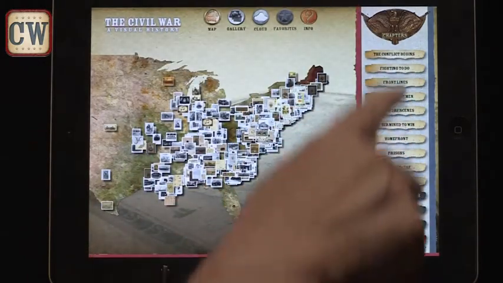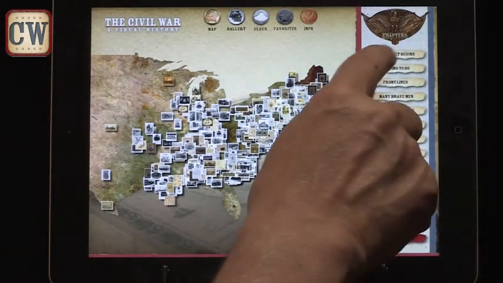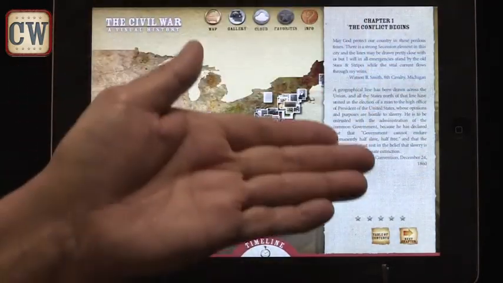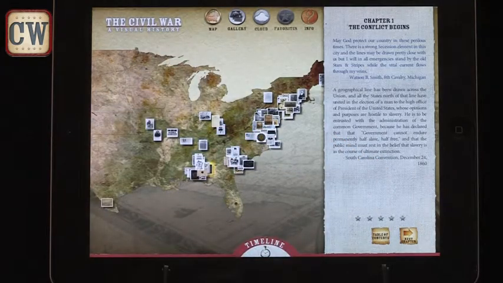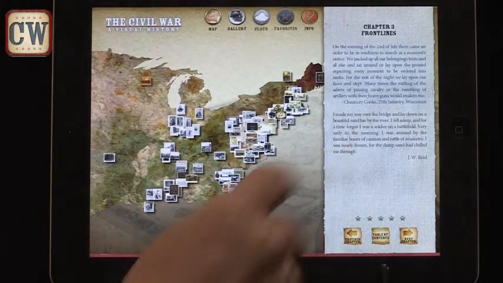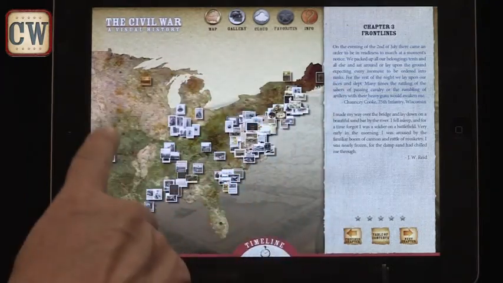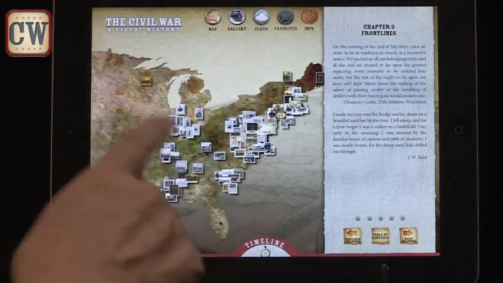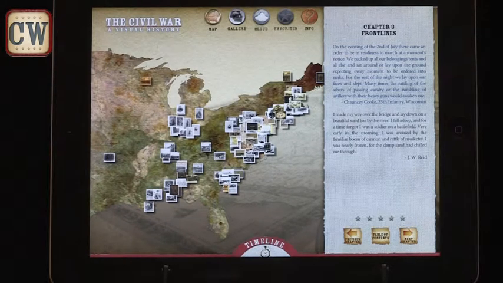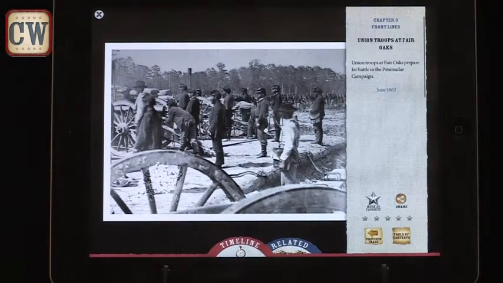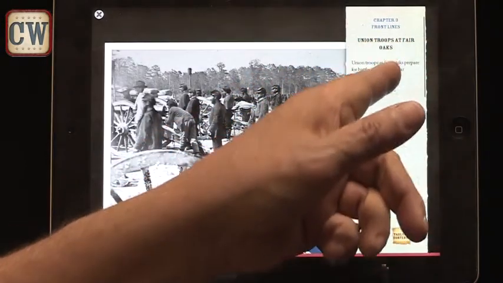So what they give you is different periods during the war. So the first one is the conflict begins, and we can click on that, and it gives you some information about how the Civil War started on there. This is the third chapter that I have clicked, and it calls the front lines. And you'll notice that the number of pictures has reduced, because now we're looking at just specifically different battles and different front lines. So we can pick a photograph there, and now it'll give you the photograph, and it also gives you the information about it.